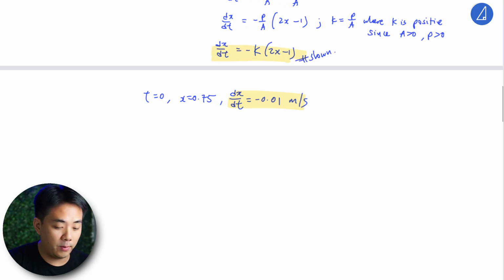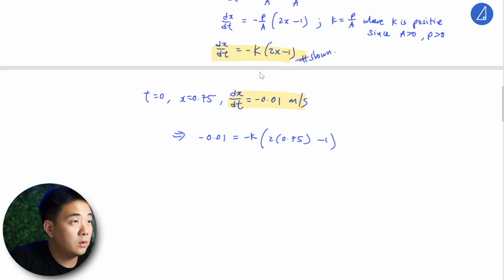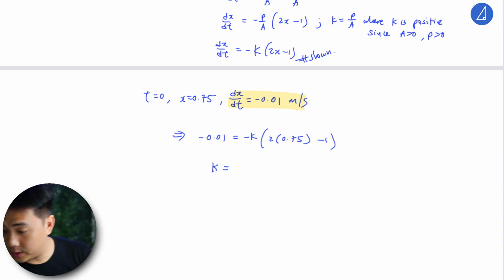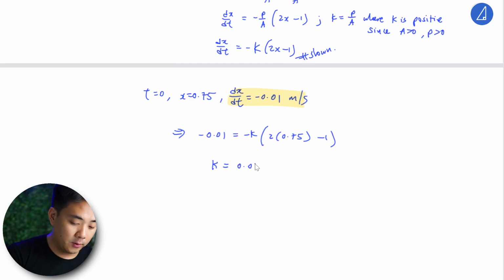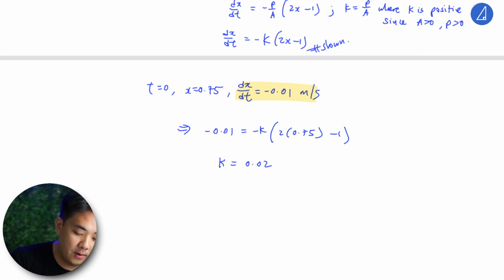So I'm going to replace it in. This will tell us that dx/dt, which is minus 0.01, equals minus k times (2 multiplied by 0.75 minus 1). Okay, so I just replace the rate in and the x in. That's it. k will be a positive constant of 0.02. Okay, great. So once this is done, we know k is 0.02, which is actually 1 over 50. So we know dx/dt is given by minus 1 over 50 times (2x minus 1).